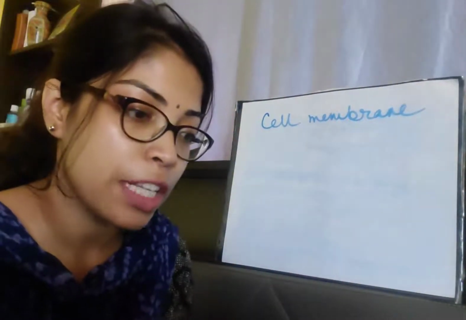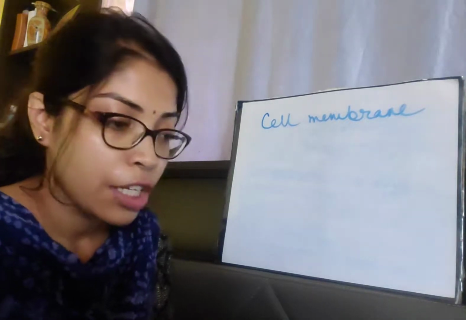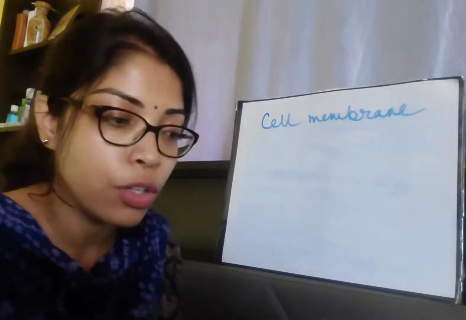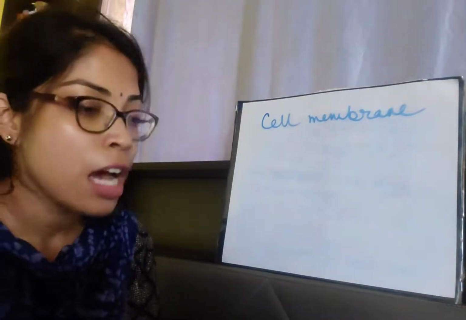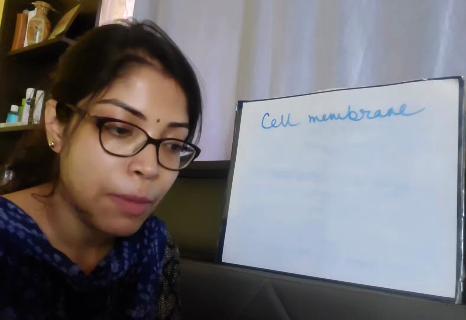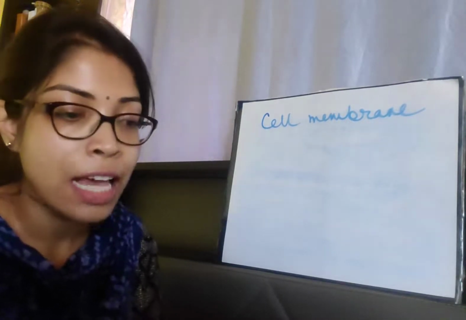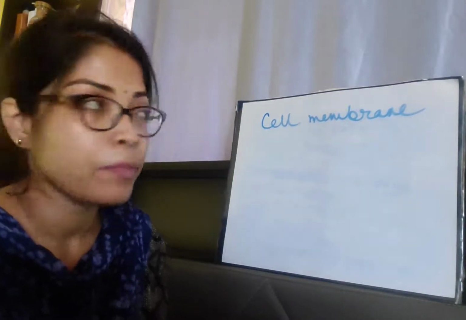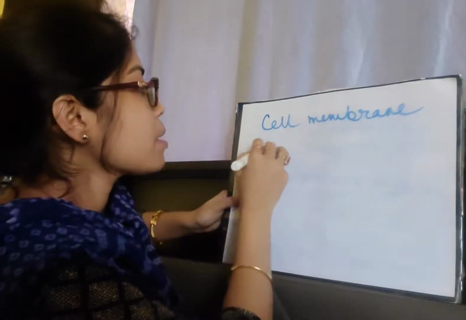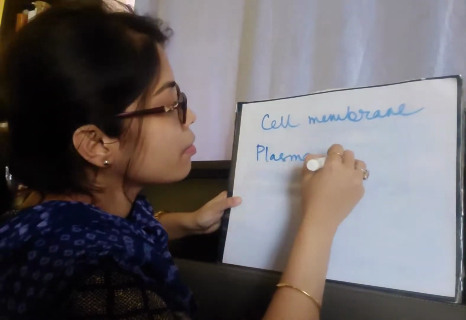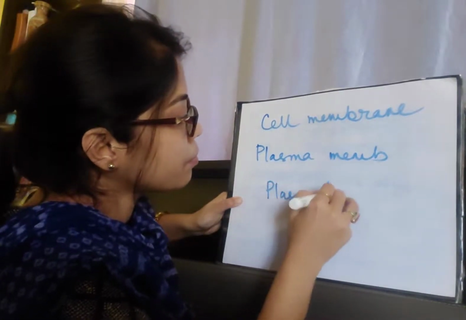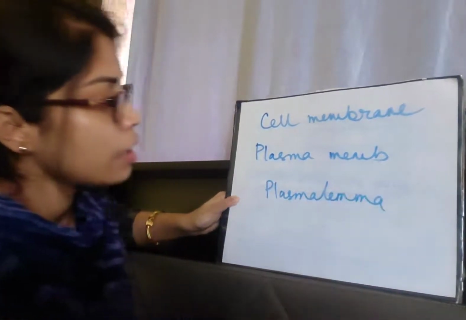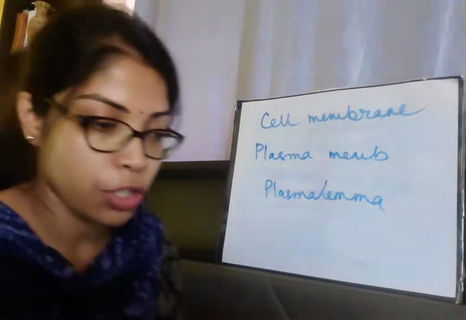Now, what is the cell membrane? Look at your book, page number 6.15. You can find the definition of cell membrane. The other names of cell membrane are plasma membrane, which you already know from class 9, and also plasma lemma. Clear? Now look at the definition.